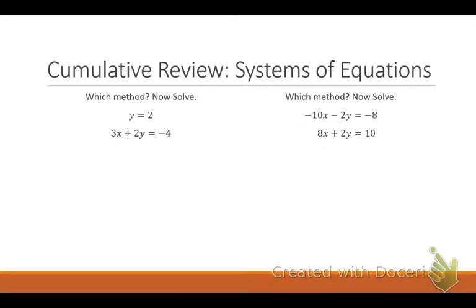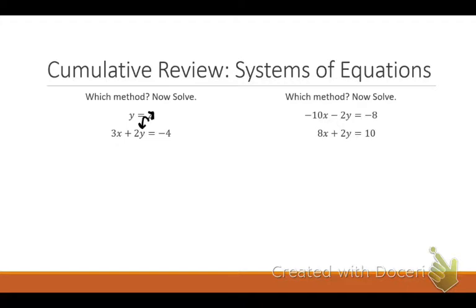Substitution, right? So what I want you to do, y equals 2, I want you to go ahead and plug in that 2 for y. All right, go ahead and do that. Okay, so if I made y equals 7, just follow along. It's still the same process.